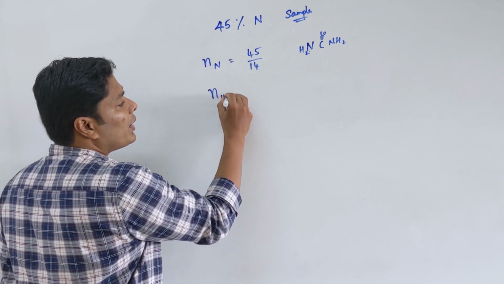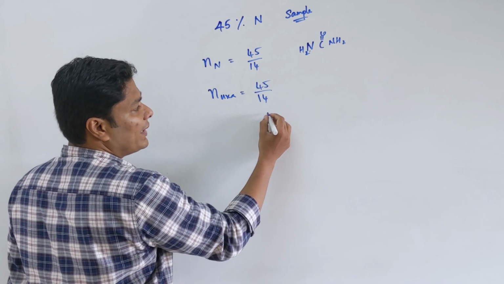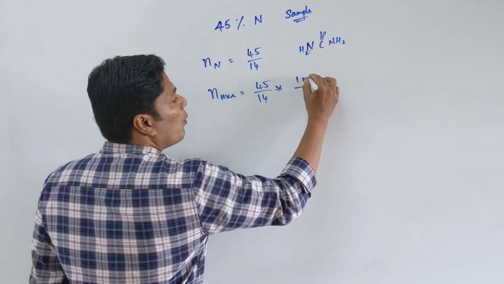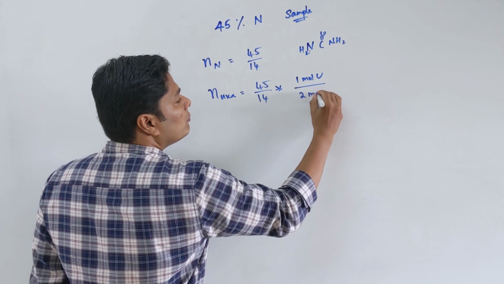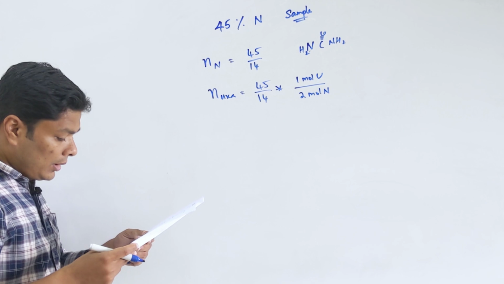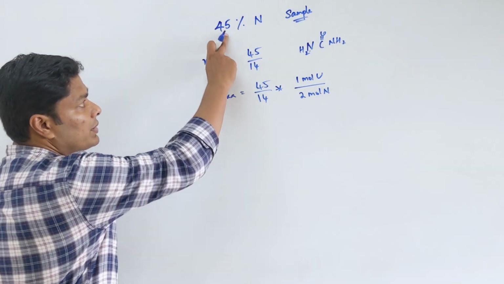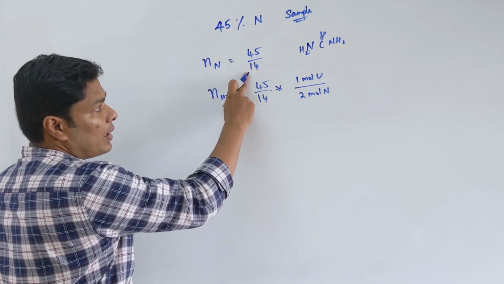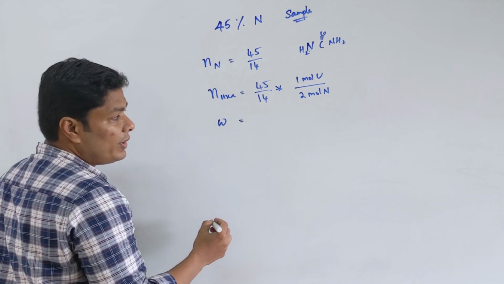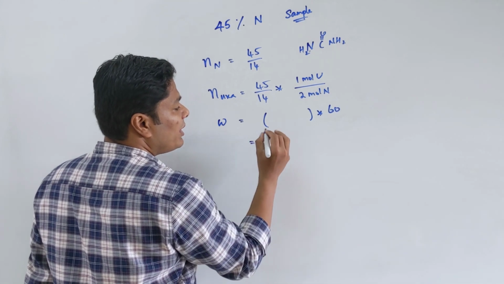So the moles of urea equals 45 by 14, which is moles of nitrogen, times, I can do it this way, 1 mole of urea for 2 moles of nitrogen. Now they are asking what is the actual urea content. So I have this much nitrogen, that is this many moles of nitrogen, that is this many moles of urea. So the mass of urea is going to be this number of moles times the molar mass. So this will be the mass of urea.